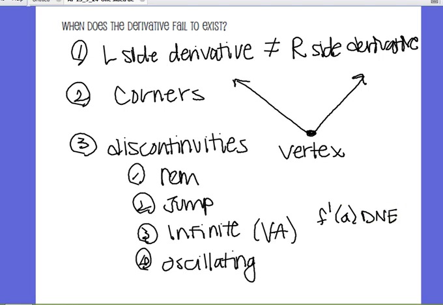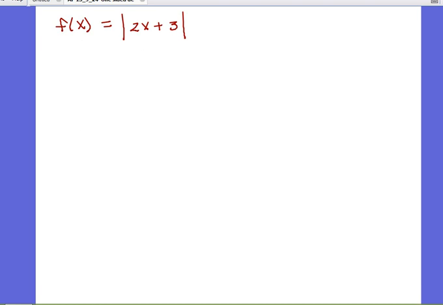Alright, so let's do the absolute value finally. So here's my example. F of x is equal to 2x plus 3. So what you're going to notice is, actually I decided to change the problem just to simplify a little bit. To talk about absolute value, actually, I'm going to change it one more time. Let's do 1 minus x.